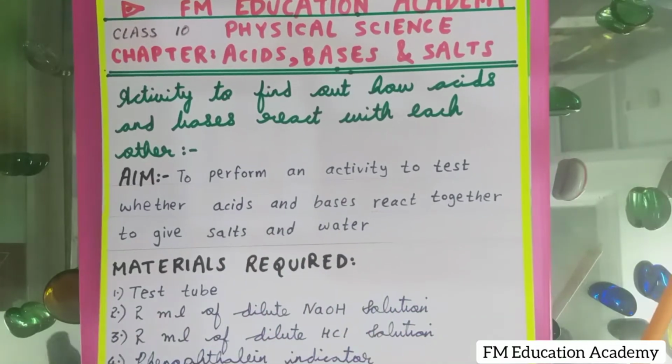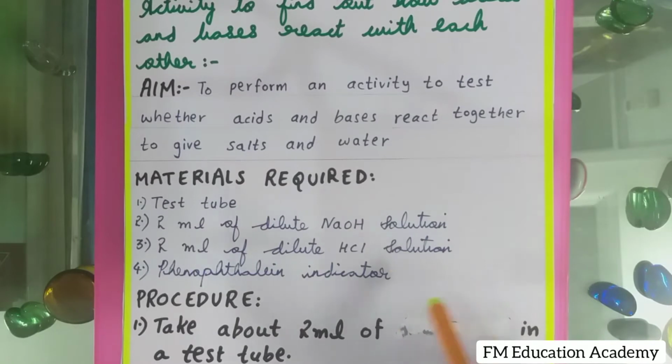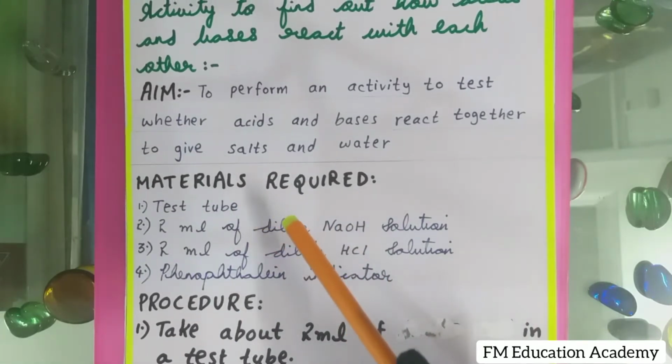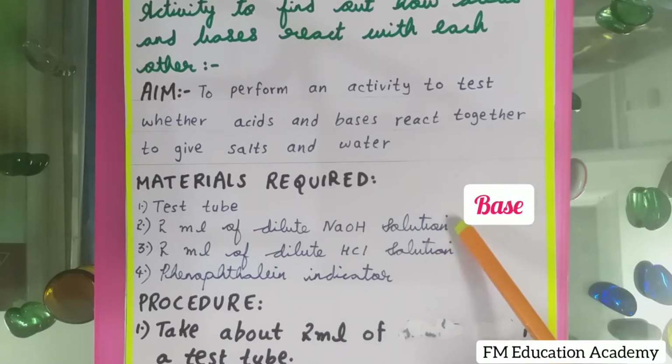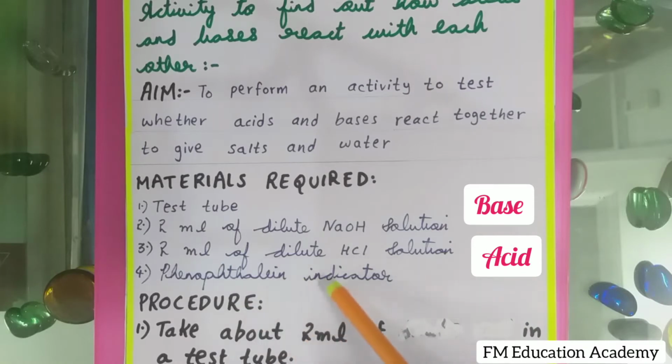Let us see how. So the materials required for this activity are a test tube. We need 2 ml of dilute NaOH solution, and we know dilute NaOH solution is the base. So here for base we are taking NaOH solution as I said earlier, and we require 2 ml of dilute HCl solution that we are taking as acid, and we need phenolphthalein indicator.